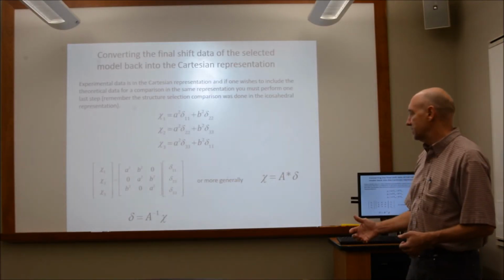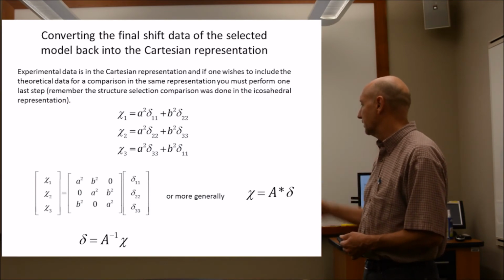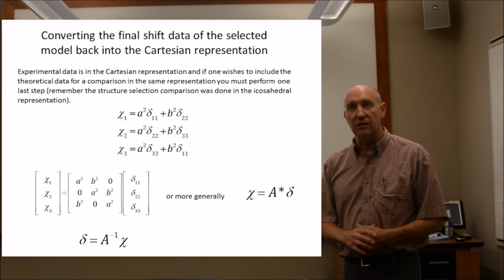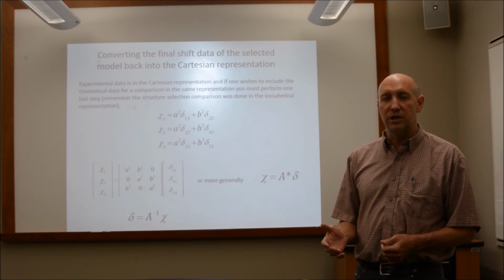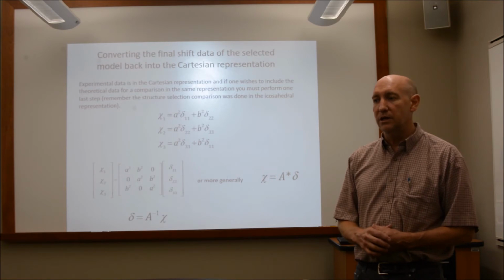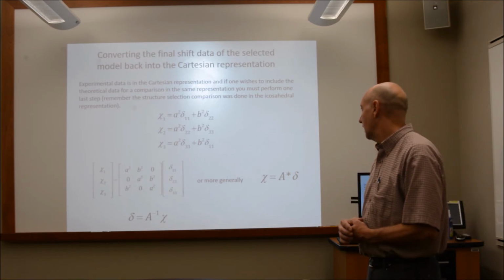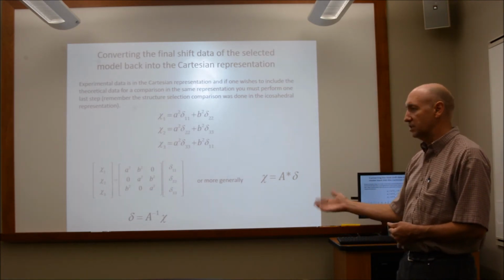The design matrix is a square matrix, so we can take the inverse of it. We multiply both sides by the inverse, and we come up with delta. Now this is what we want: theoretical values appropriately scaled using the slope and intercept we got from an equally weighted, uncorrelated distance metric, and now converted back into Cartesian shifts.